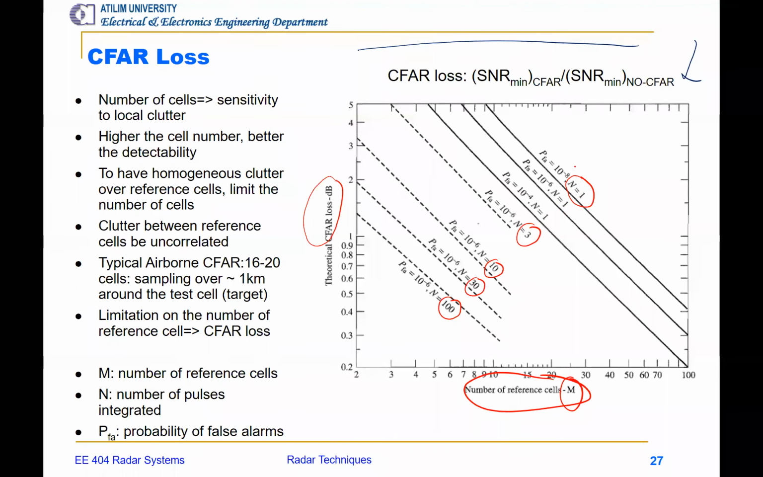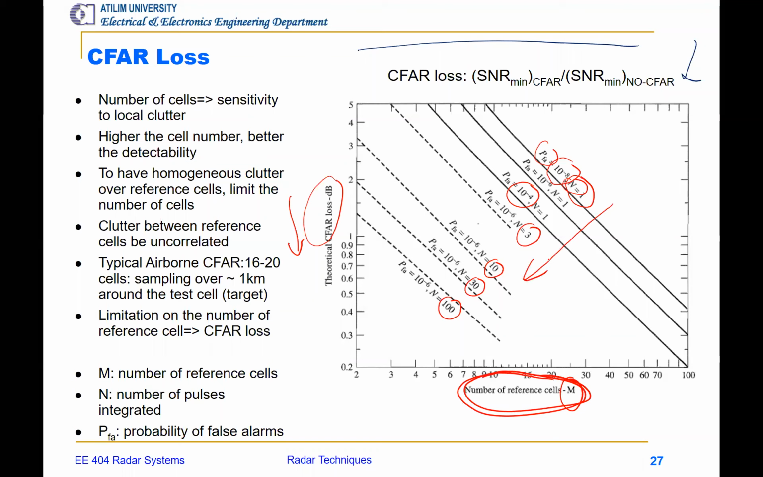You see, the number of pulses integrated is 1, 3, 10, 30, and 100. And probability of false alarm goes from 10 to the minus 8 to 10 to the minus 4. And when we increase the number of reference cells for any PFA and N, we simply reduce the CFAR loss. That's good. And when we increase the number of pulses integrated, we can reduce the number of reference cells.